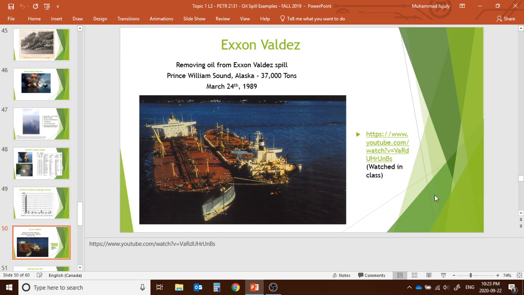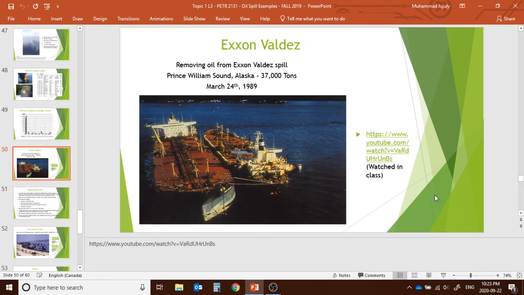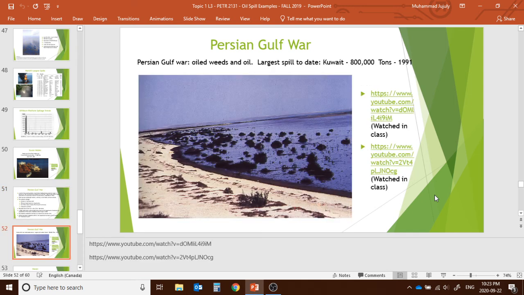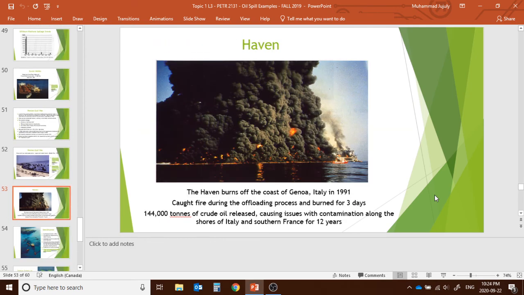incidents that actually happened. It was bad because of the location. It happened at Prince William Sound, Alaska, and the problem was since it happened in Alaska, that's why it became the talk of the town. And the Gulf War, as we know, one of the most devastating wars, also slicked the Persian Gulf and caused a big disaster. So the largest spill to date is the Gulf War.